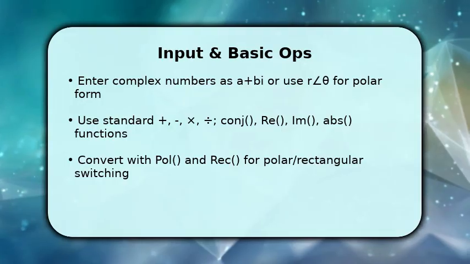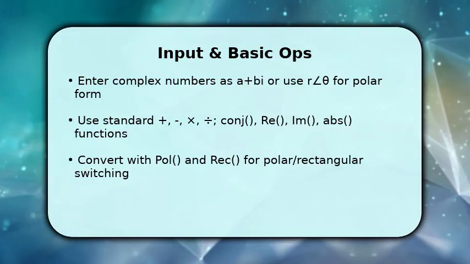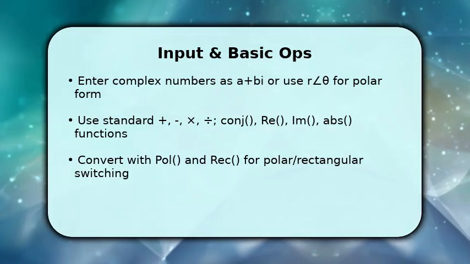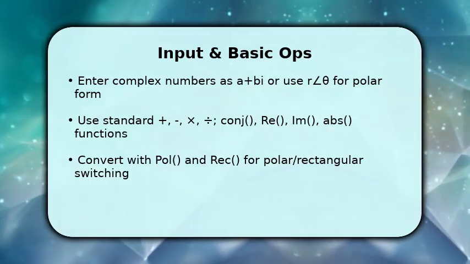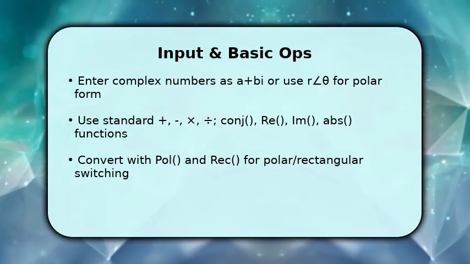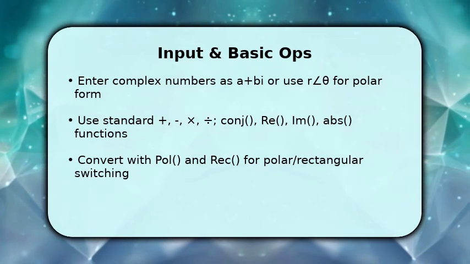Use re z and im z to extract parts, conj z for conjugates and abs z for magnitude. To switch representations, apply pol z to get r theta or rec r theta to return to a plus bi. This helps when solving equations or plotting vectors.